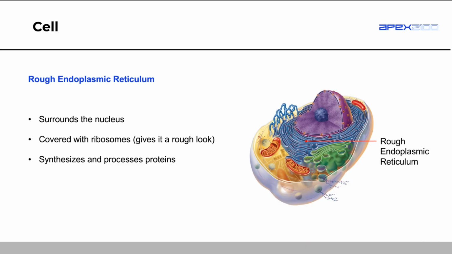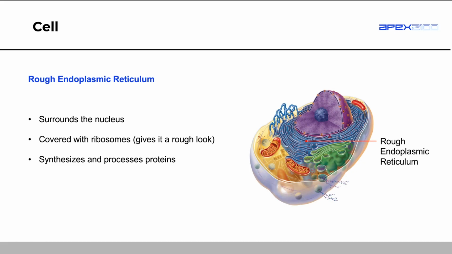Then we've got the rough endoplasmic reticulum. So the rough endoplasmic reticulum is normally always surrounding the nucleus. So you can see here it's that blue structure surrounding the nucleus. So if you're looking to label it on a diagram, find the nucleus, know that the rough endoplasmic reticulum will be around it. Importantly, also, the rough endoplasmic reticulum is covered in ribosomes, and that's what gives it that rough look. So when you look at the blue here, you can see those little red dots. Those are the ribosomes that are giving it that look.